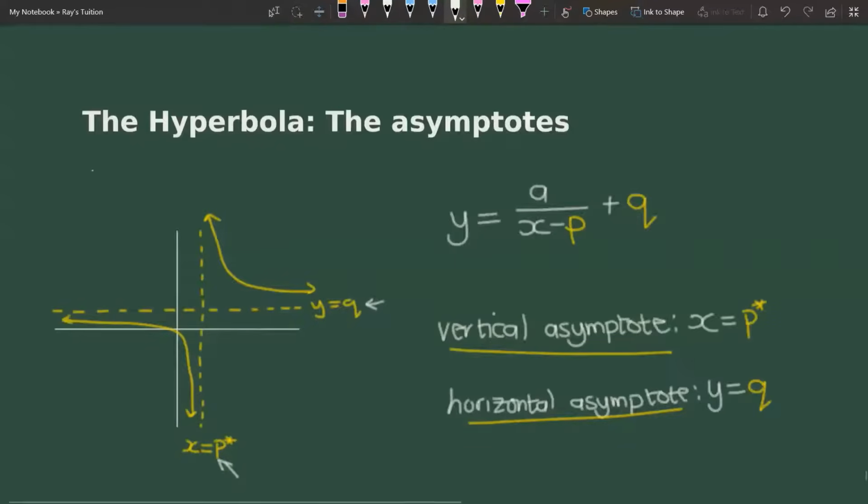So over here, what we have is a reminder of the equation of a hyperbola. It's y is equal to a over x minus p plus q. And to get the asymptote, we're going to have a look at the equation. So to get the vertical asymptote, we use the equation x is equal to p star. So again, a reminder that p star is, so that you remember to change the sign. So x is equal to, you change the sign of the p value. The horizontal asymptote is simply y is equal to q. So let us do some examples to see that you have understood how to get it.